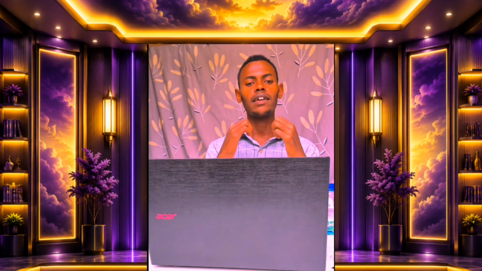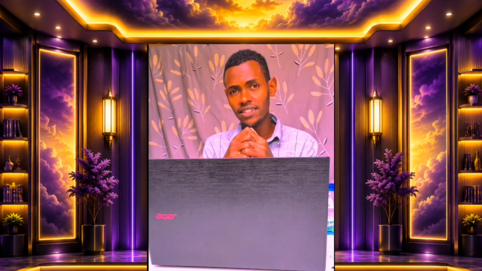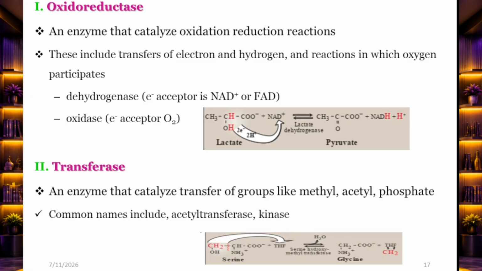The class 1 enzyme is oxidoreductase. This catalyzes the oxidation and reduction reaction, or redox reaction. The class 2 enzyme is transferase. This catalyzes the transfer of a group from one substrate to another substrate.